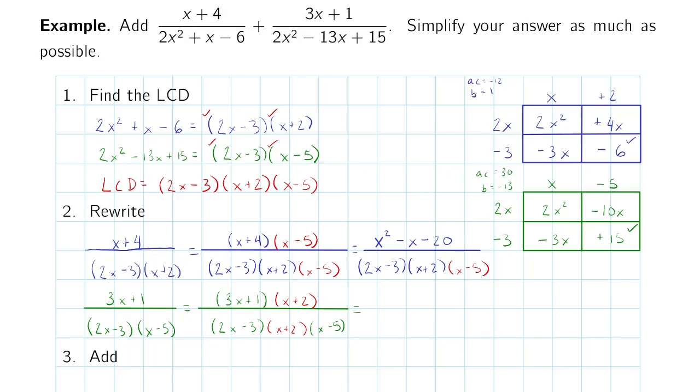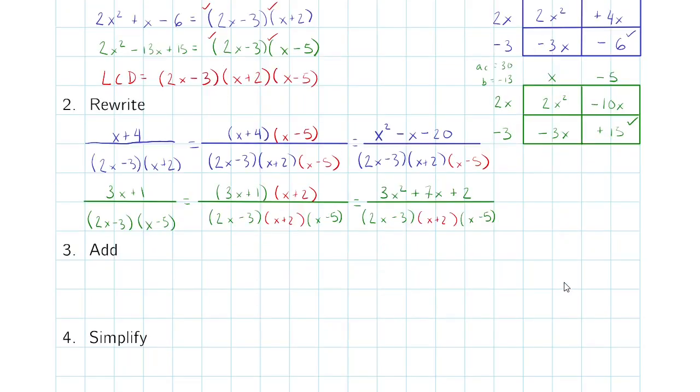So multiplying out the numerator now, 3x times x is going to be a 3x squared. 3x times 2 is 6x, plus 1x is going to be 7x. And then 1 times 2 will have plus 2. We have successfully written our fractions with the common denominator. Now we need to add them.